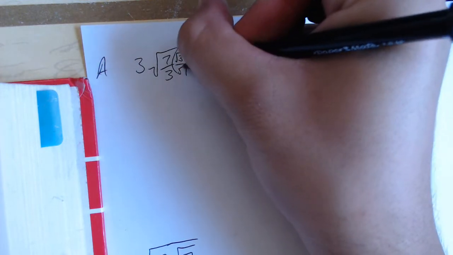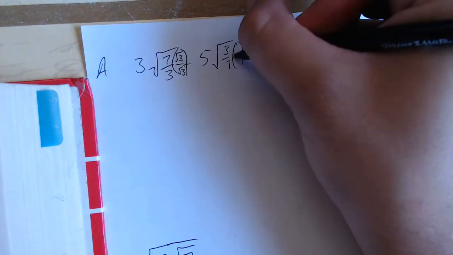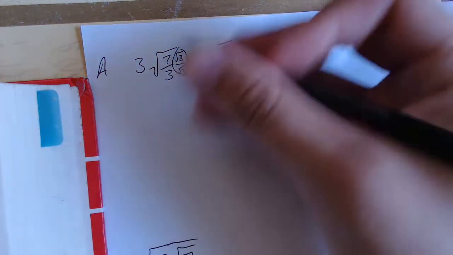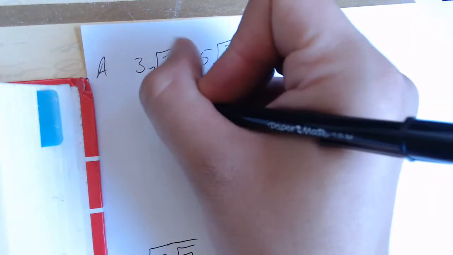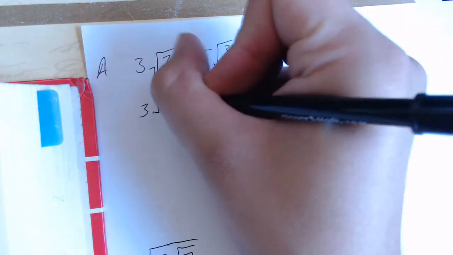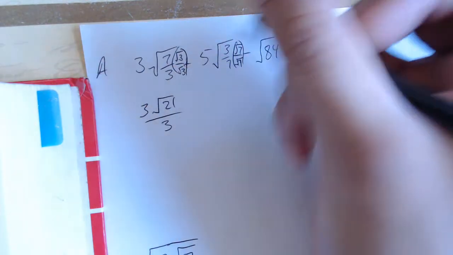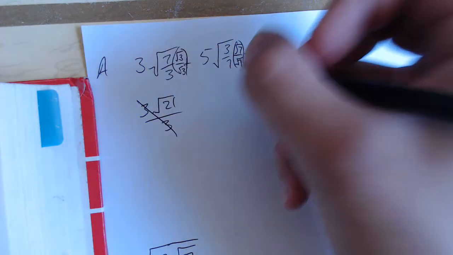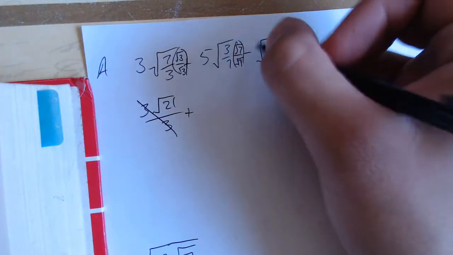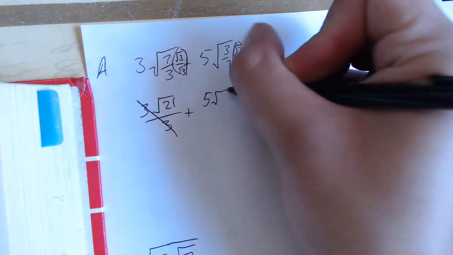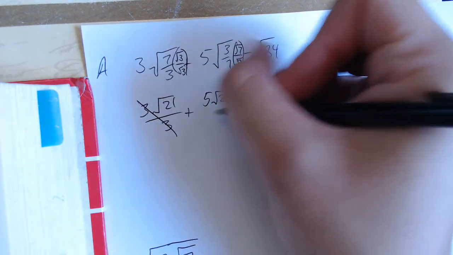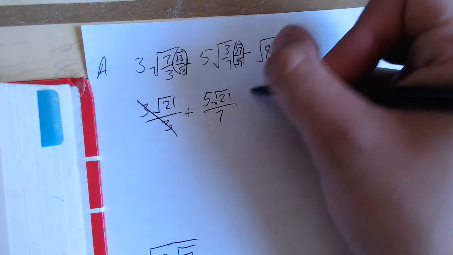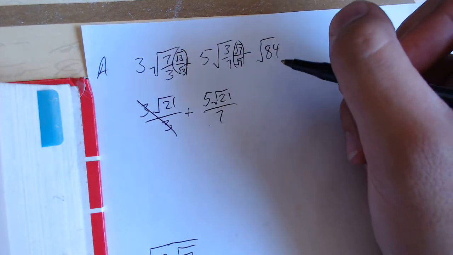Multiply this one by root 3 over root 3. This one gets multiplied by root 7 over root 7. So that turns this into 3 times the square root of 21 over whole number 3. That can actually cancel, so that just becomes 1 times the square root of 21. And then we're going to add 5 times the square root of 21 over 7. And then we're going to have to subtract the square root of 84.